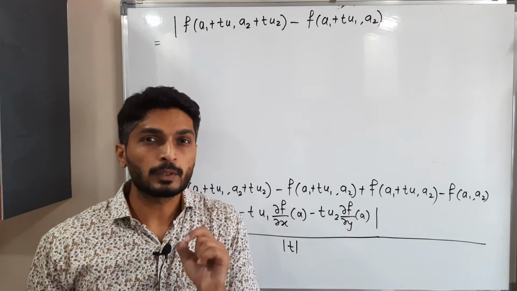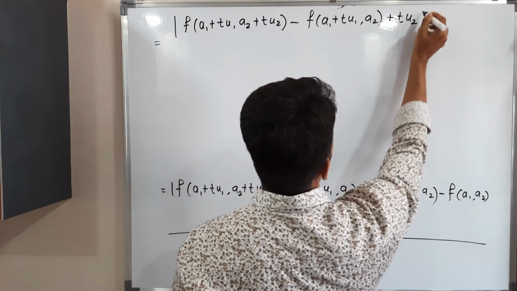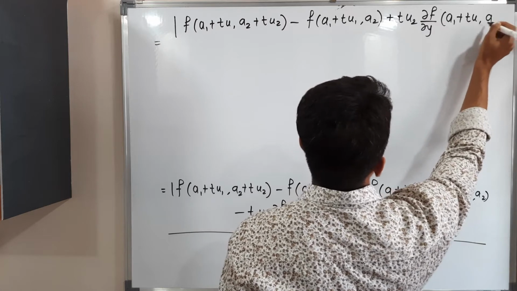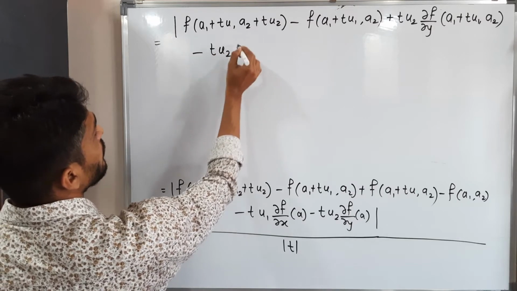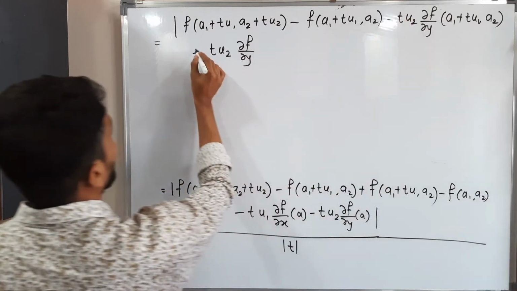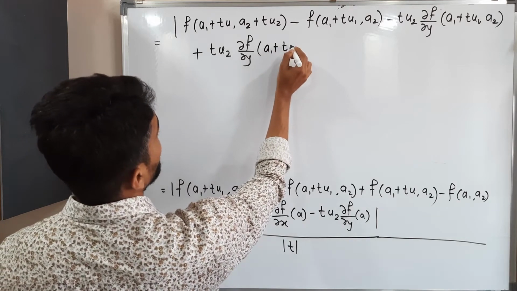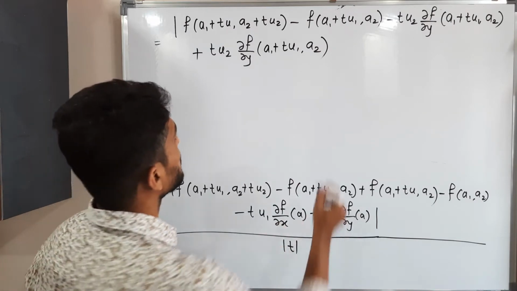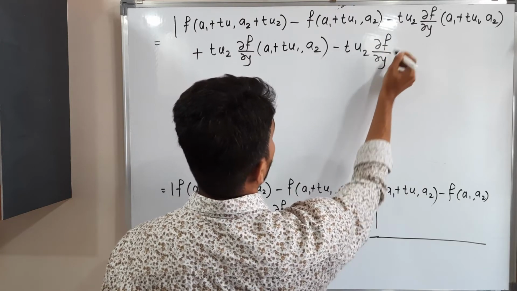Again I'm going to add one small term. So that term is plus tu2 divided by y of (a1 plus tu1, a2) minus tu2 divided by y. See, I will subtract here, and I will add here, at (a1 plus tu1, a2). After that we will continue. Okay, I will take this term first, minus tu2 divided by y.